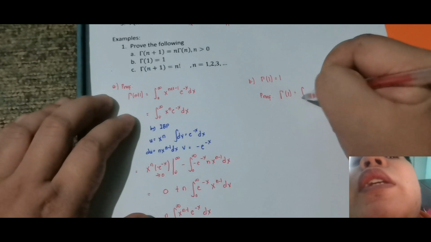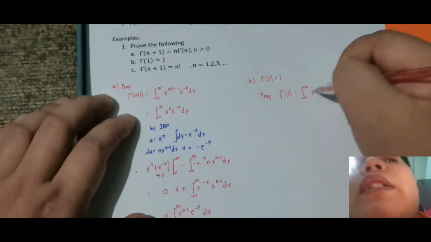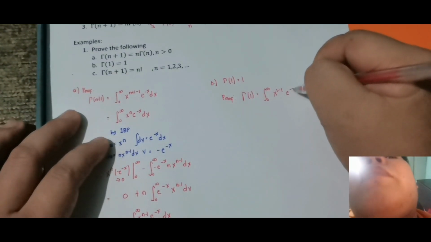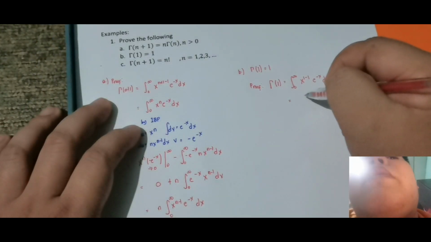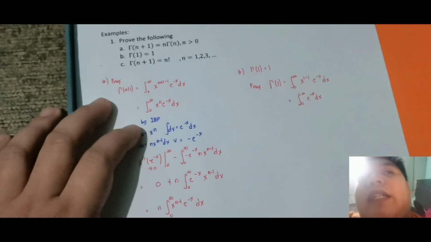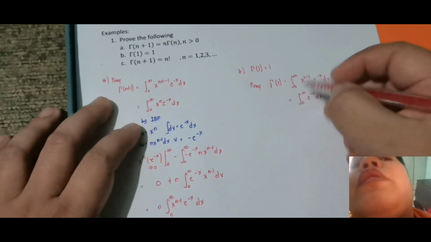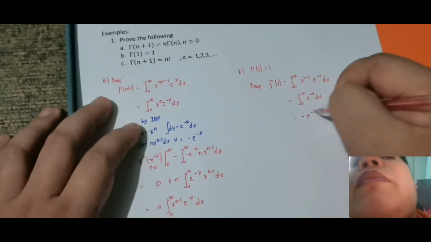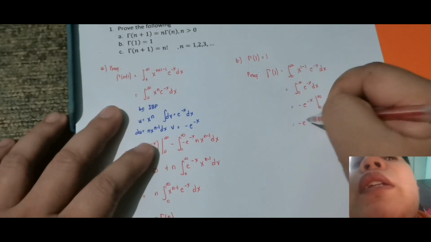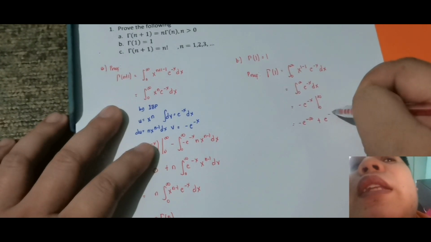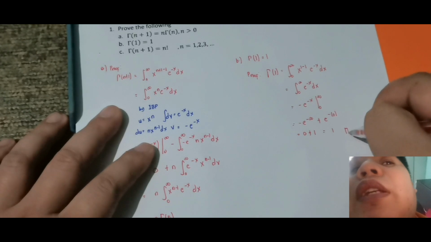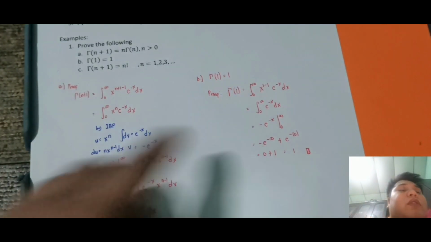Gamma of 1 is just equal to the integral from 0 up to infinity of x raised to 1 minus 1, because that's the n. Our n is 1. Then e raised to negative x dx. Therefore, this is just equal to the integral from 0 up to infinity of e raised to negative x dx. And we all know that the integral of this is negative e raised to negative x, from 0 up to infinity. This is equal to negative e raised to negative infinity plus e raised to negative 0. And this is simply 0 plus 1, which is equal to 1. So therefore, this is done. The gamma of 1 is equal to 1.